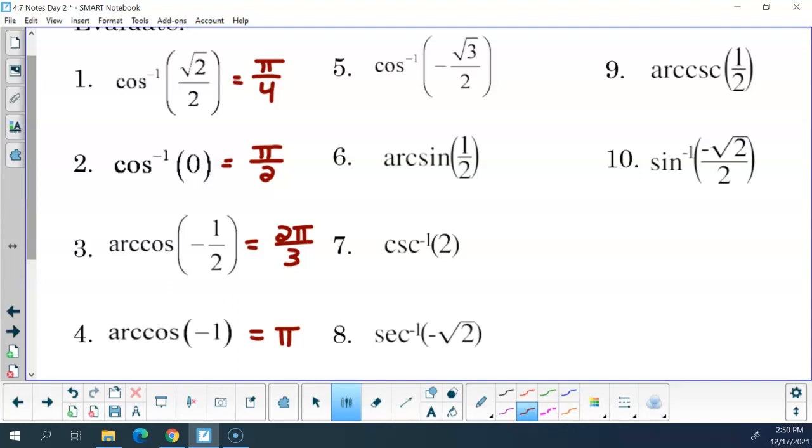Missed it. Top half unit circle, where is cosine -√3/2? 5 pi over 6? Ooh, that's bad. Bad still. Madness all around. All right, number 6. Arc sine. Now where am I looking?